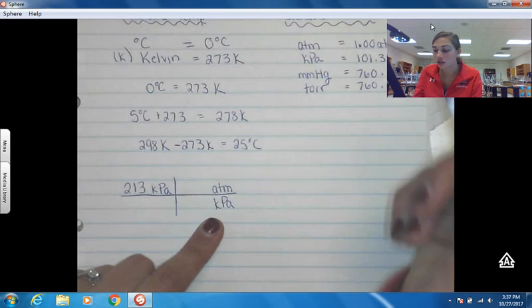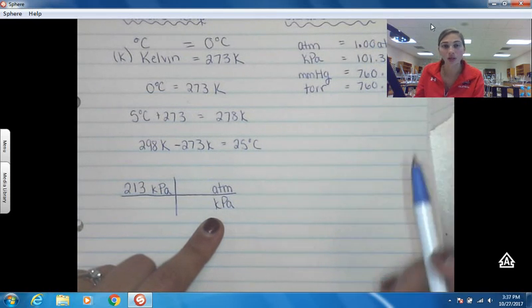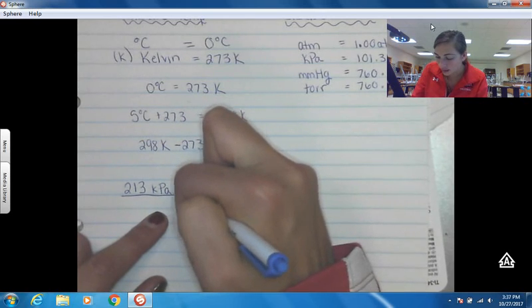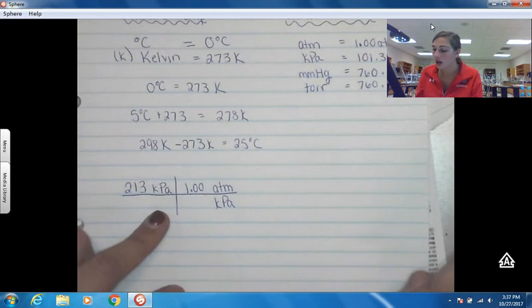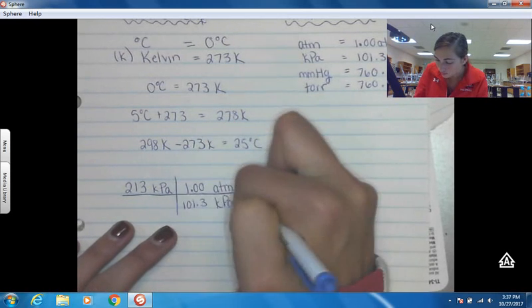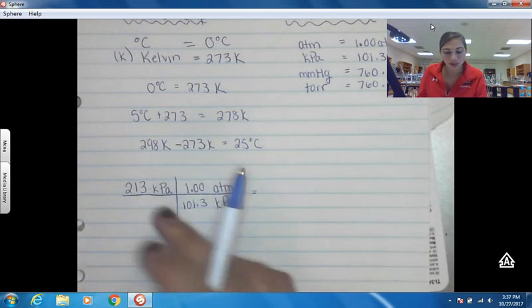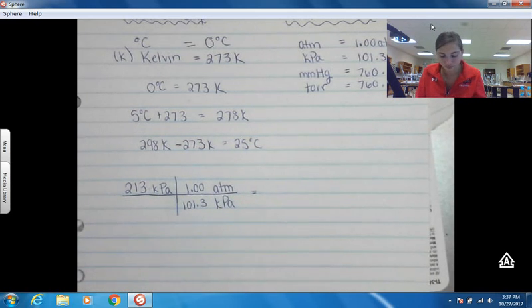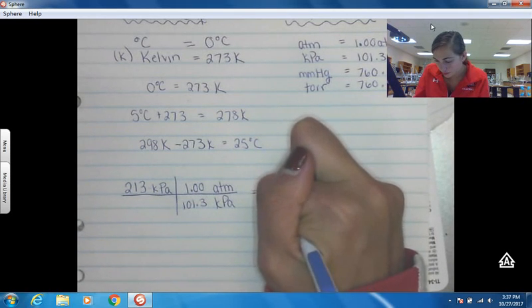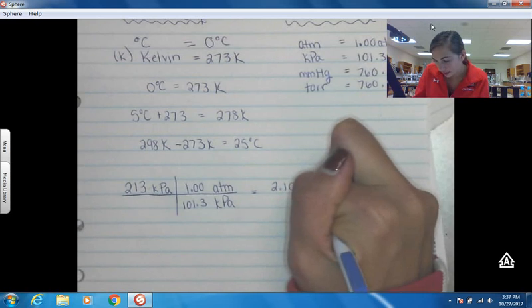Now I just look at my standard pressures since these are all equal to one another. Our standard pressure for atmosphere is 1.00 atm. Our standard pressure for kilopascals is 101.3. So now I multiply what's on top, divide through what's on bottom, and that will give me a pressure of 2.10 atm.